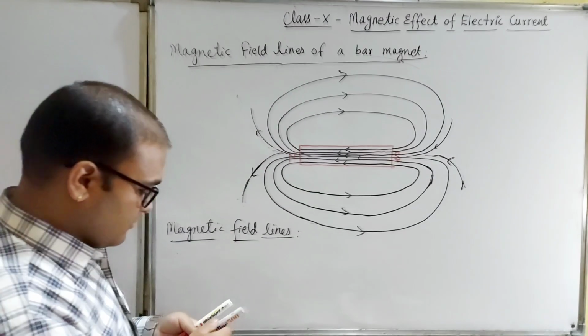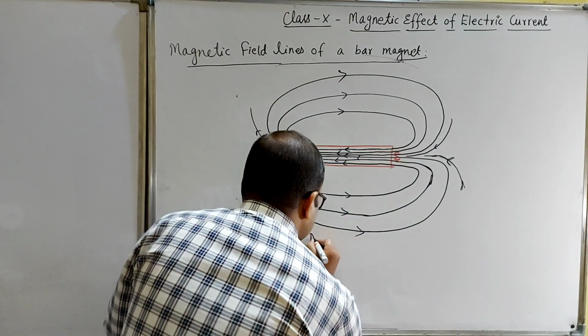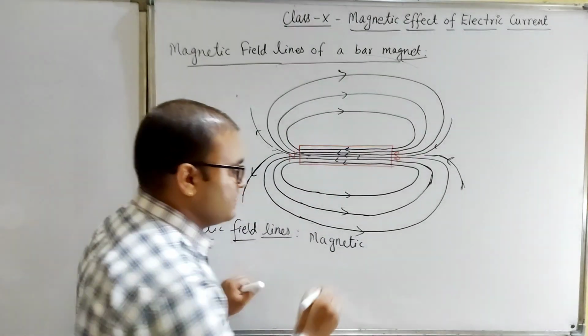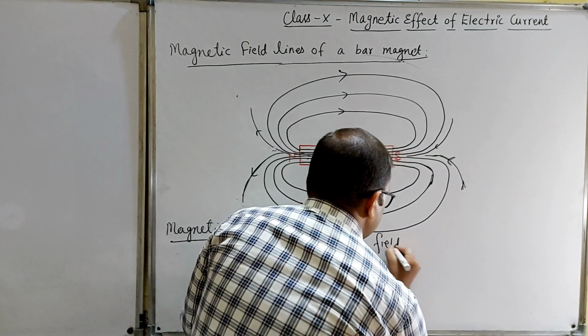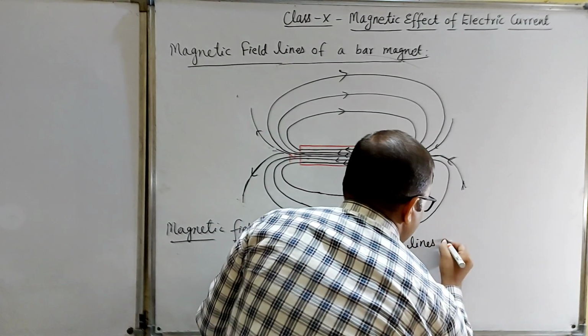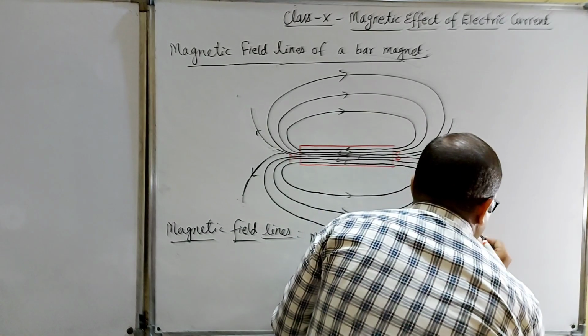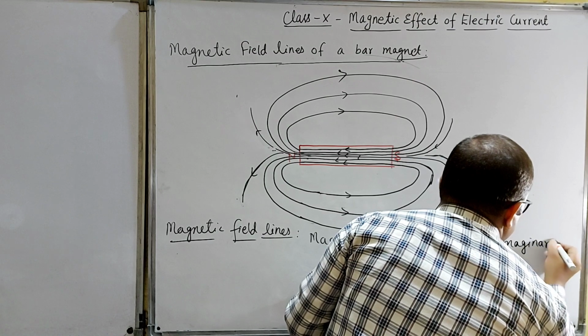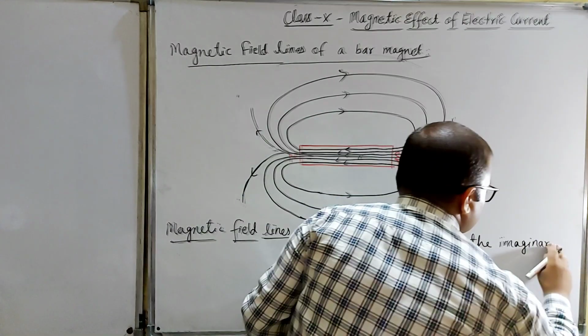Just as we have drawn this, magnetic field lines, I am writing here. You can note down the notes. Magnetic field lines are the imaginary lines.